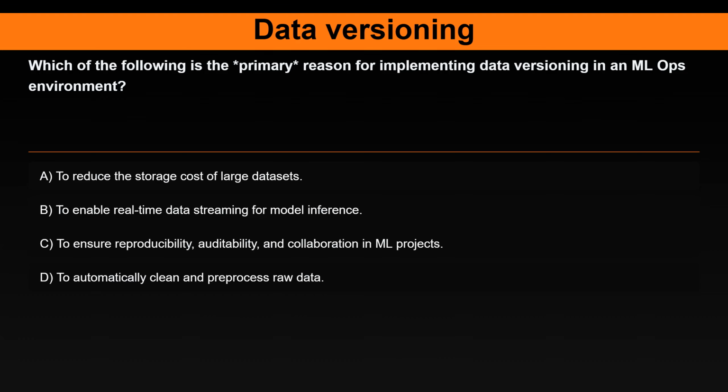Question 25. Which of the following is the primary reason for implementing data versioning in an MLOps environment? Option A. To reduce the storage cost of large datasets. Option B. To enable real-time data streaming from model inference. Option C. To ensure reproducibility, auditability, and collaboration in ML projects. Option D. To automatically clean and pre-process raw data.